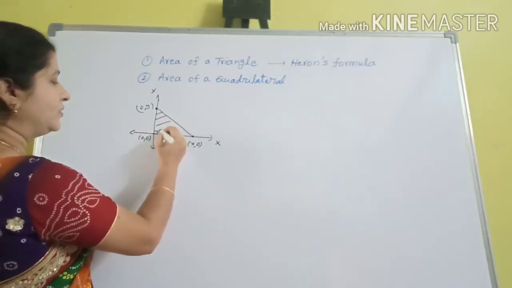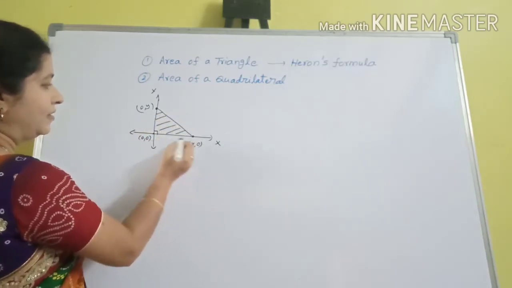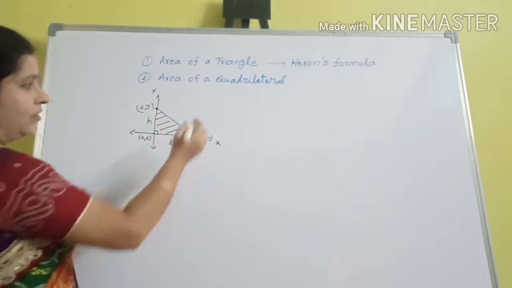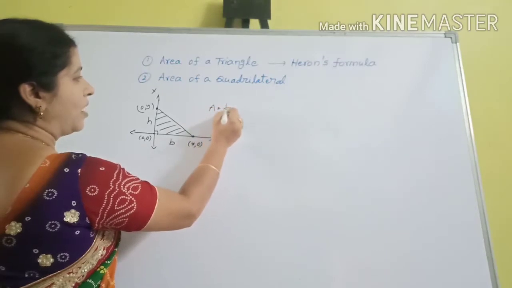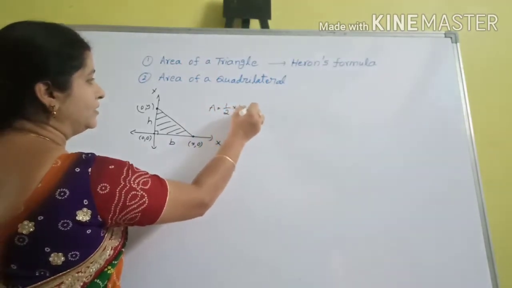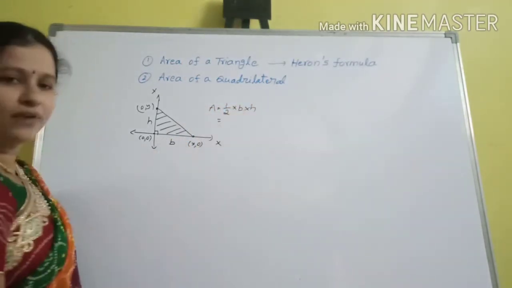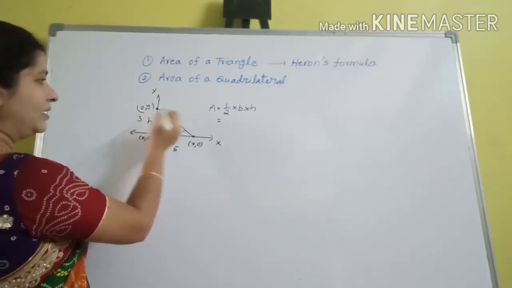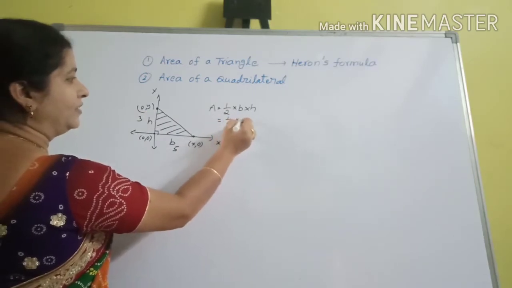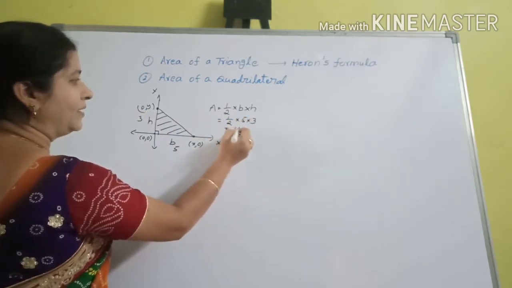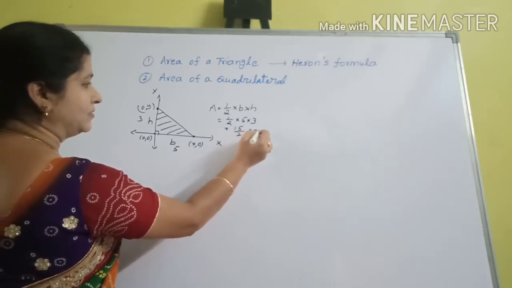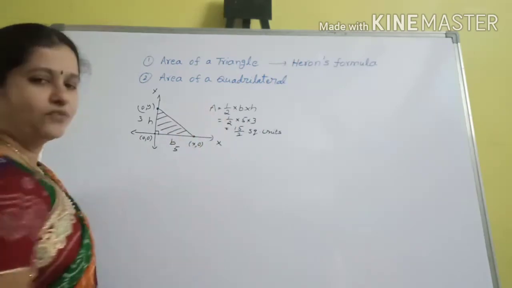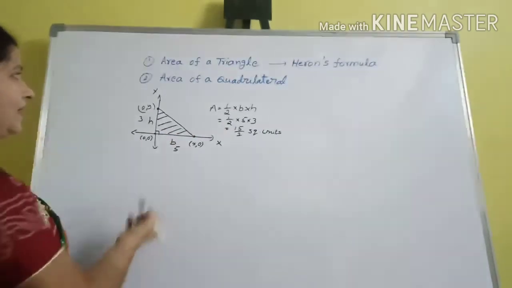So it is very easy to calculate the area. Here it is the base and it is the height of the triangle. What is the area of a triangle formula? Half b into h. By using this formula, we can easily find out the area. Suppose it is 5 units and it is 3 units. So half into 5 into 3. So 15 by 2 square units. So it is the first model of the area of a triangle.